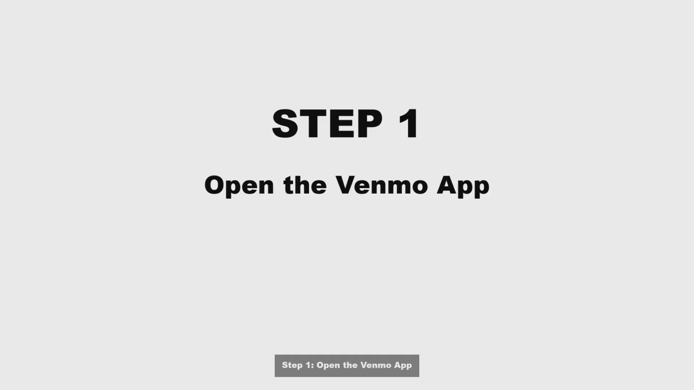Withdrawing money from Venmo after your account has been reviewed is a straightforward process. Follow these steps to ensure a smooth transaction. Step 1. Open the Venmo app. Launch the Venmo app on your mobile device. Make sure you are logged into your account to access your balance and withdrawal options.